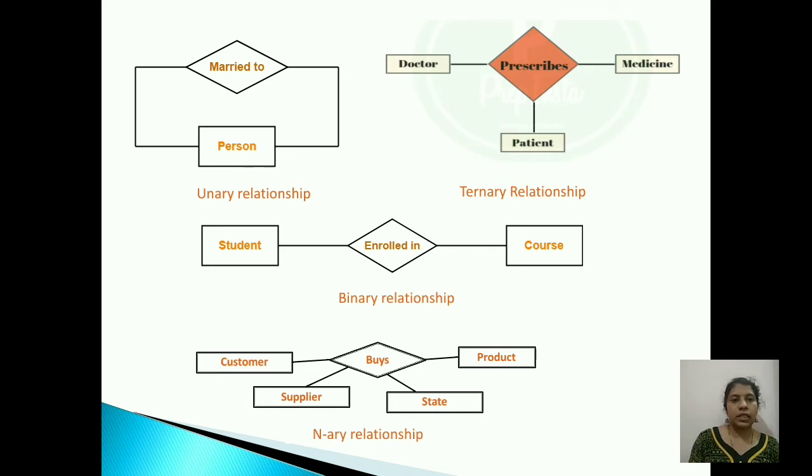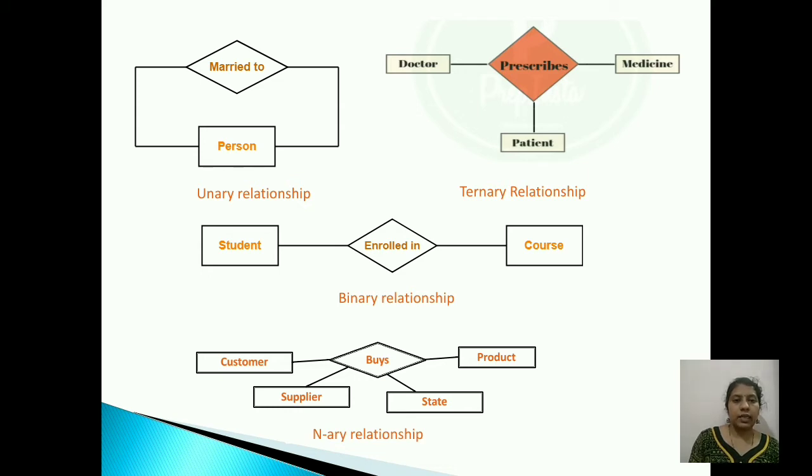Then comes a ternary relationship. You can see three different entities here: doctor, medicine, and patient. A doctor prescribes a medicine for a patient. So three different entities are related.